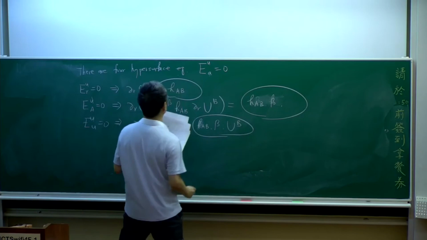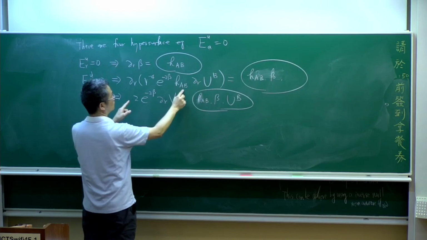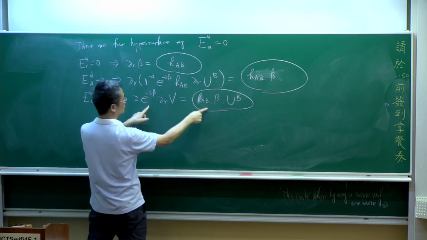Beta only involves HAB. So solve for UB. You already know HAB, you already know beta, and this only involves HAB and beta, so you can actually integrate it. And lastly here, once you have beta and HAB and UA, you can solve for this V here.